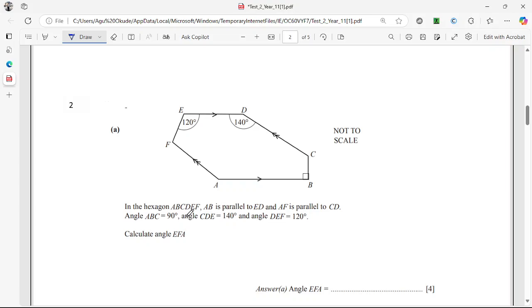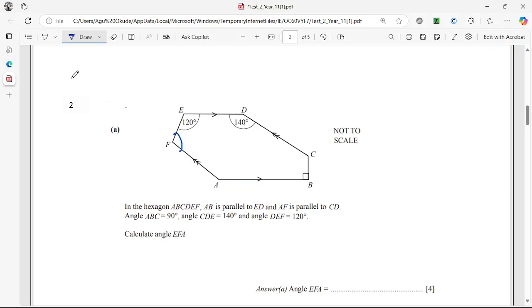Now angle ABC is 90, which is this. CD is 140, which is this. DEF is 120, which is this. Calculate angle EFA. So angle EFA is the angle right here, right? That's the angle I'm looking for.